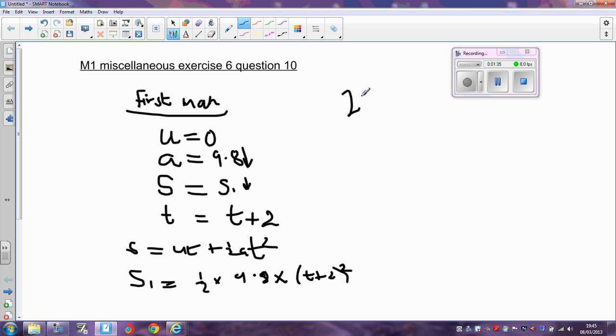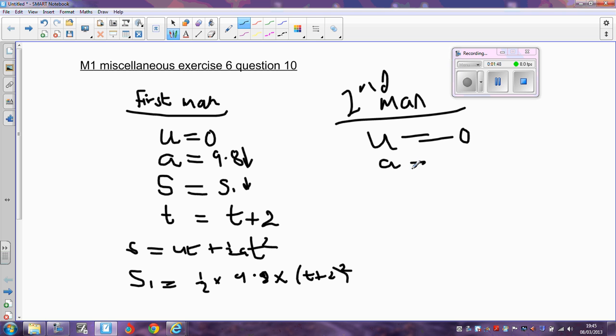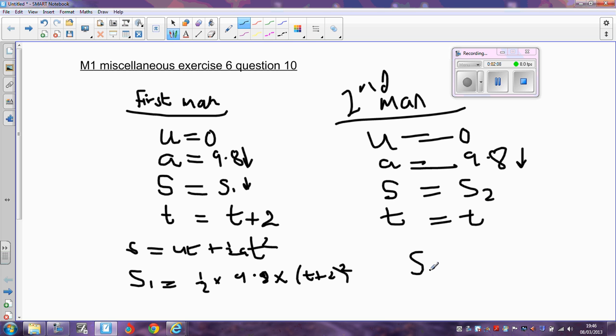Okay, if we now look at the second man, we can do a similar thing. Excuse my writing, I forgot to bring the tablet home. u is equal to 0 for the second man. The acceleration is again 9.8 in a downwards direction. The displacement for the second man, let's call that S2. And the time for the second man is just going to be t, because we're taking t to be the time that the second man is in the air for. Now we can do the same thing, easy enough, to find an expression for S2.